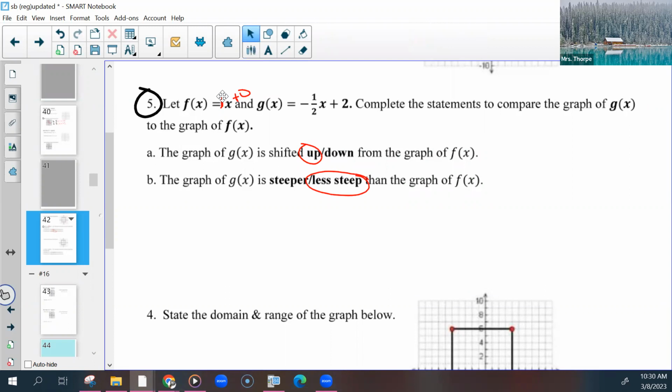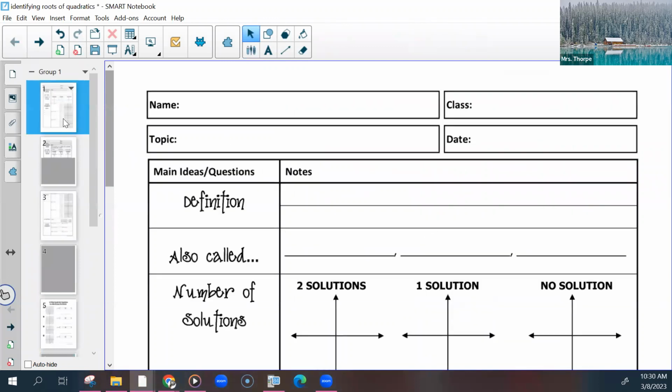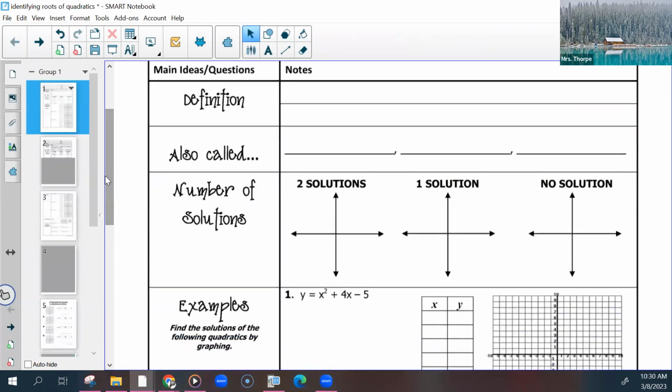Does anyone need another copy of the notes from math class? Hey, do you have these notes? Noah, do you have these notes?